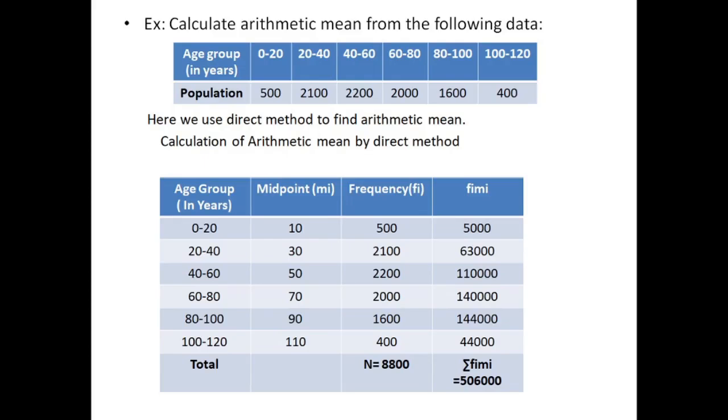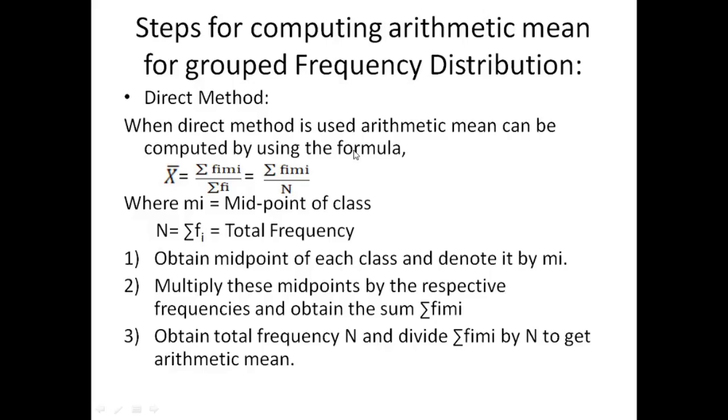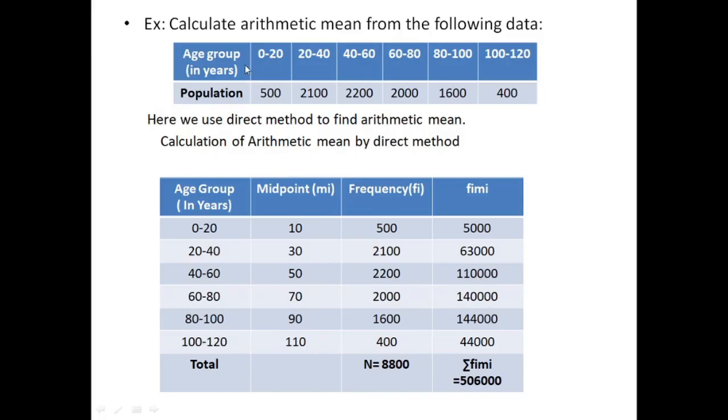Let's see the example. Calculate arithmetic mean from the following data. Age group in years and population is given. So we have to calculate arithmetic mean by direct method. The steps for direct method are: first, obtain the midpoint of each class and denote it by mi. So first we will write these two rows into columns, age group in years and frequency, as it is. Then we will compute the midpoint.